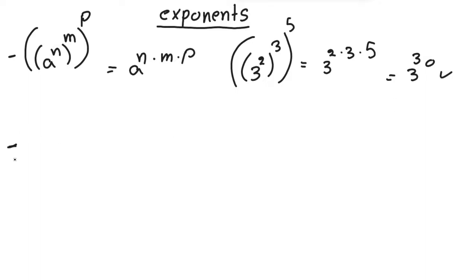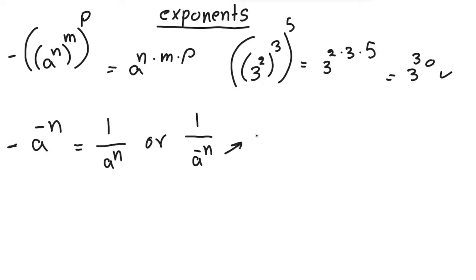Another one: if you have a negative power like a to the power of negative n, you have to change it to positive, and it's very easy. Just write 1 over a to the power of n. It becomes positive, very simple. Or if the negative is in the denominator, like 1 over a to the power of minus n, just take it up to the numerator and write a to the power of n. It's going to be positive.